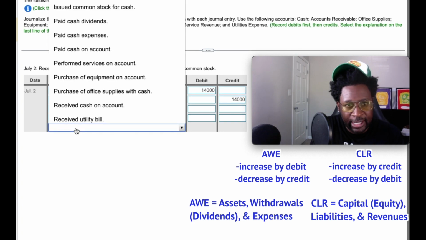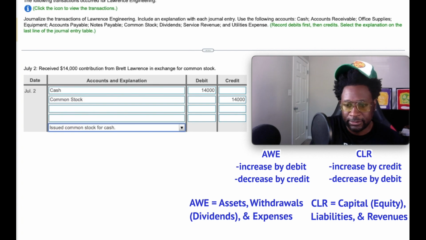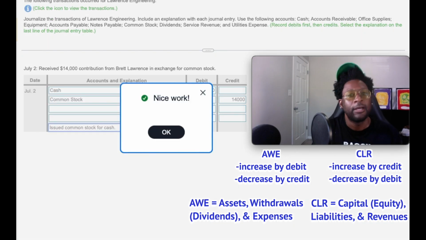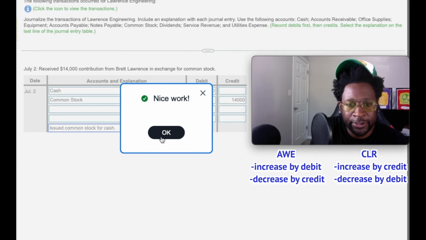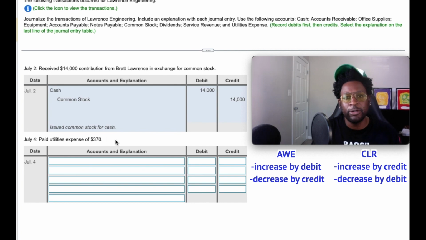And we're going to look at the explanation, and obviously we issued common stock for cash. So we're going to check the answer. Bags all day. Moving on. The next one tells us that we paid utilities expense of $370. Keywords: paid and utilities expense.